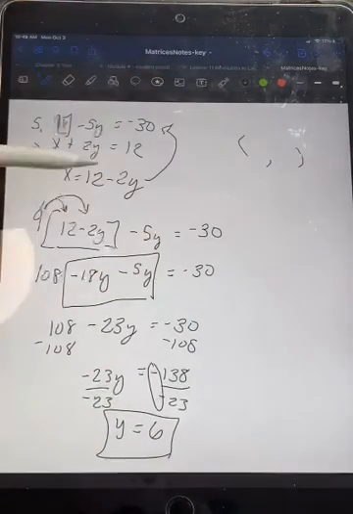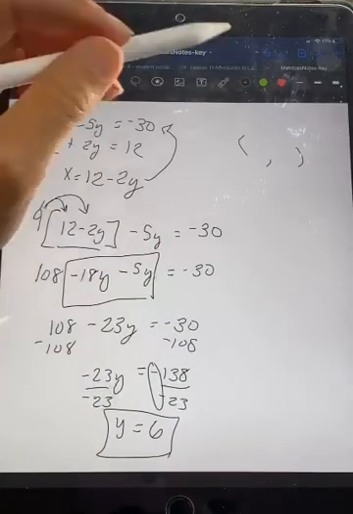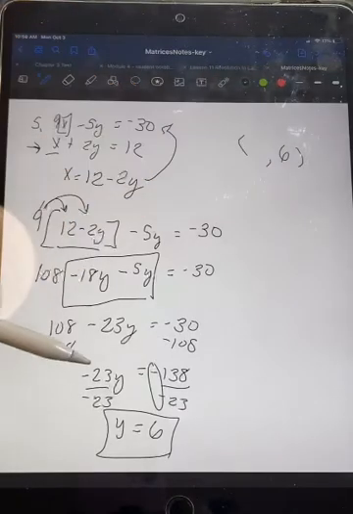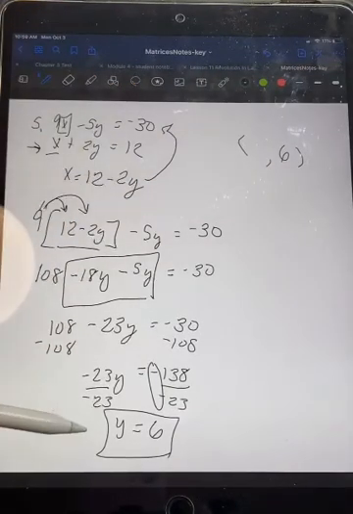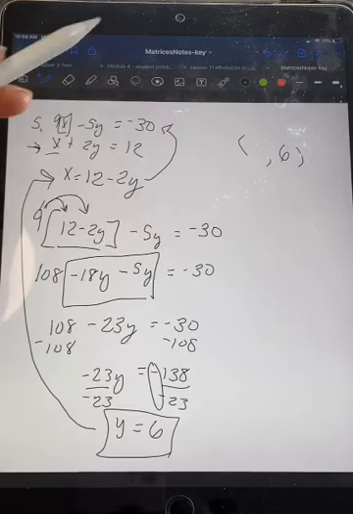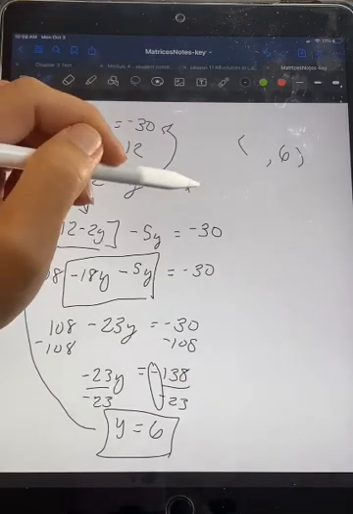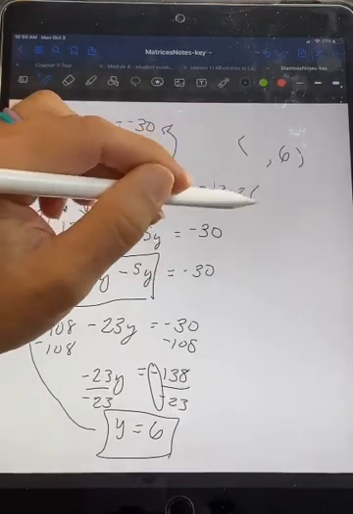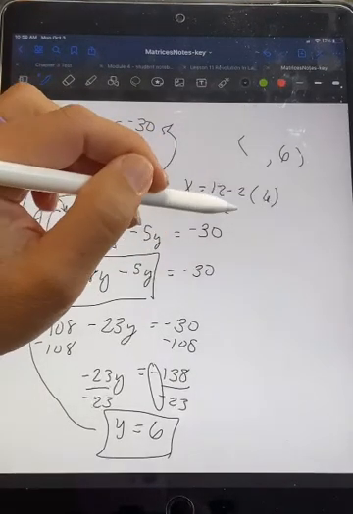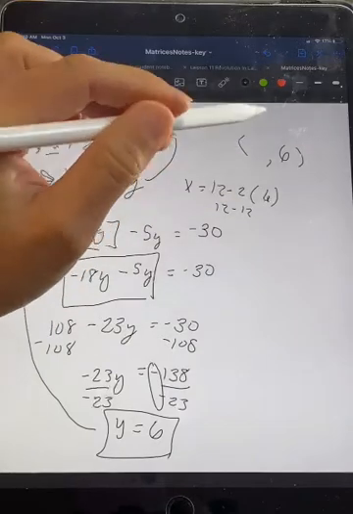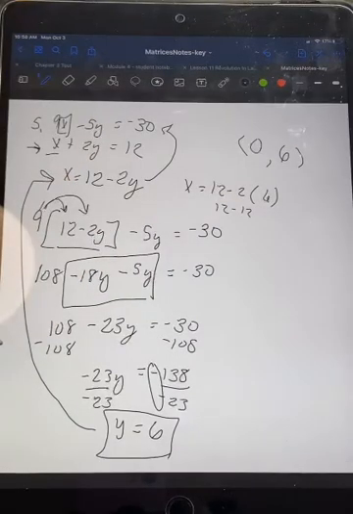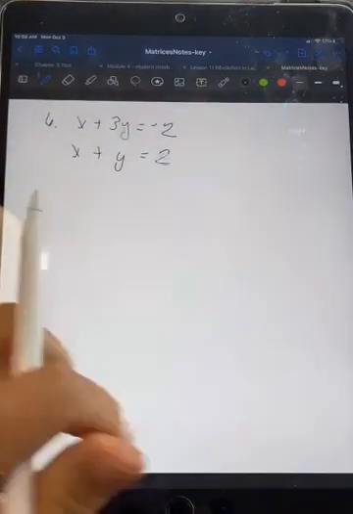Remember, your answers now need to be in coordinate form. So y equals 6, I'm going to plug that into my y value. So what is x? Well, we knew up here that x is equal to 12 minus 2y. So x is equal to 12 minus 2 times 6. 12 minus 12, x is equal to 0. So we plug that in, right?